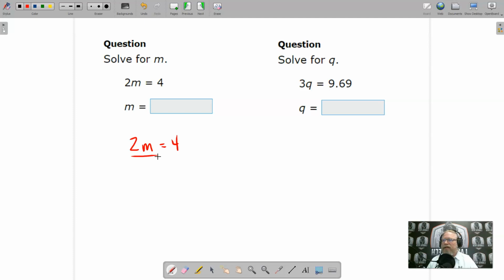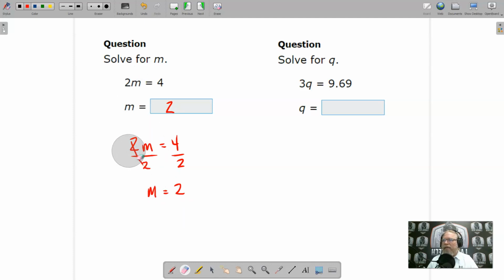We're going to make it a fraction because all fractions are division problems. We're going to divide by the very number we wish to get rid of, which is 2. And what we do to one side, we're going to do to the other. So the 2s will cancel each other, leaving us with m. And 4 divided by 2 is 2. So m equals 2. And if we substitute 2 in here, 2 times 2 indeed equals 4.